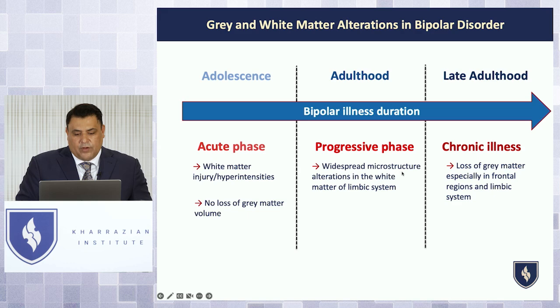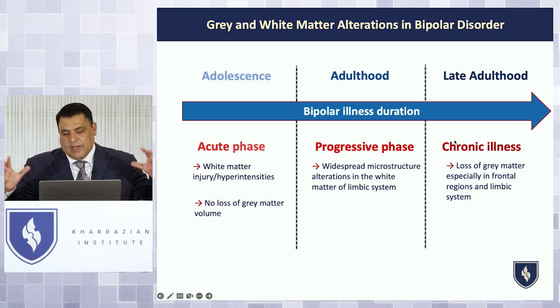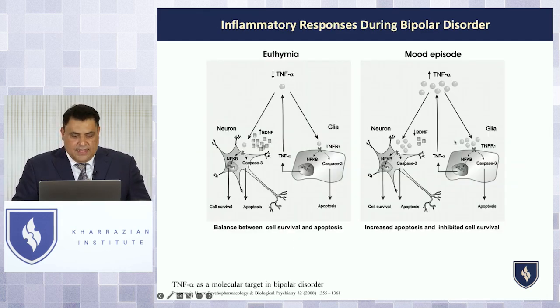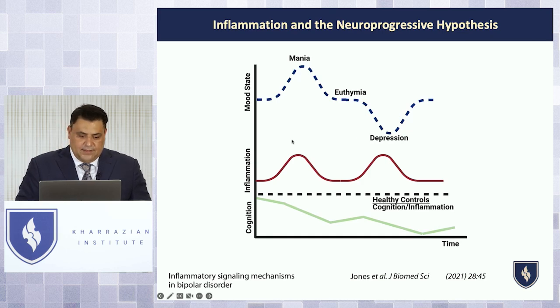There's widespread microstructure alterations in white matters in the limbic system. And then in the adult stage, they get chronic loss of gray matter, especially in the frontal regions of the limbic system. And then anything that triggers their inflammatory response can really cause some of these mood episodes. And when they're not inflamed, they're in a non-activated state, a balanced out state. So studies clearly show that the inflammatory response is directly related to their mania phase.